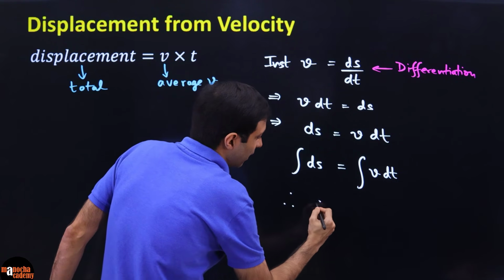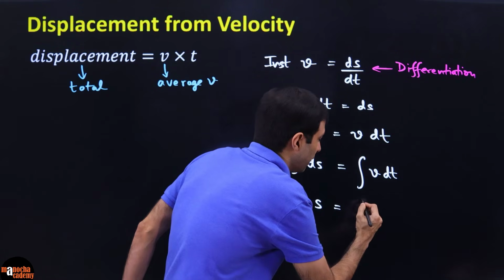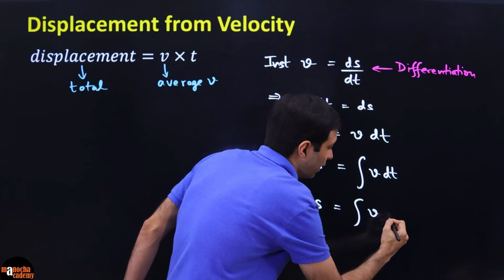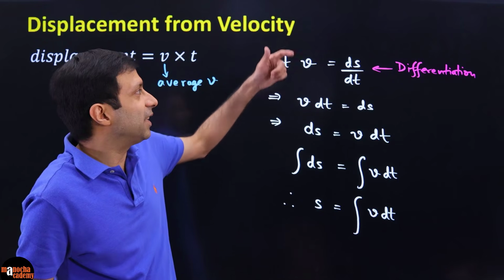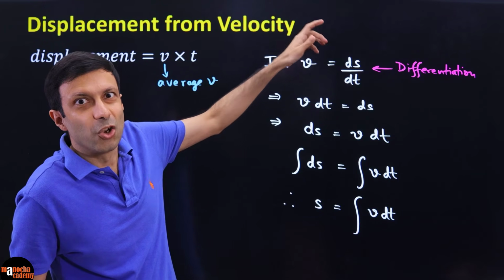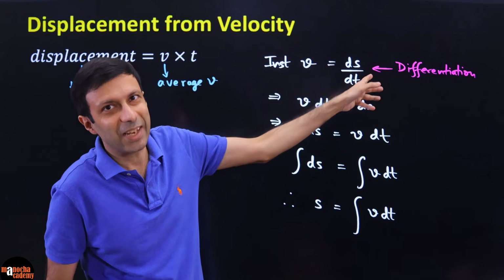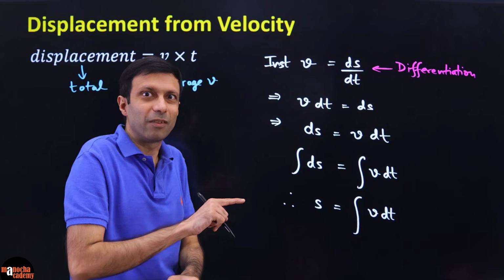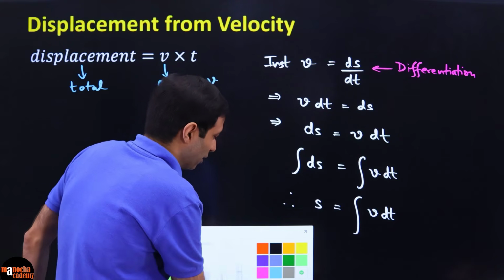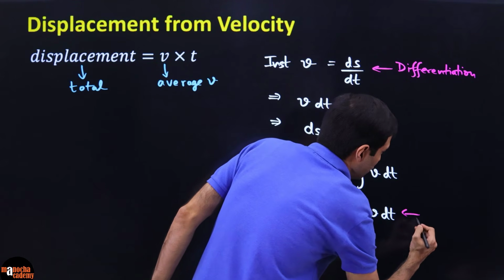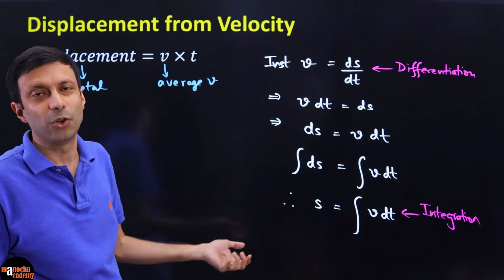Therefore we get s, because when you integrate velocity, you get displacement. It will be the integration of v dt. So you can see it is exactly the reverse process. To get instantaneous velocity from displacement, we do differentiation, v equal to ds/dt. To get displacement from velocity, naturally you will do the opposite thing. So instead of differentiation, you are going to do integration here. And integration of v dt over the time interval will give you displacement.